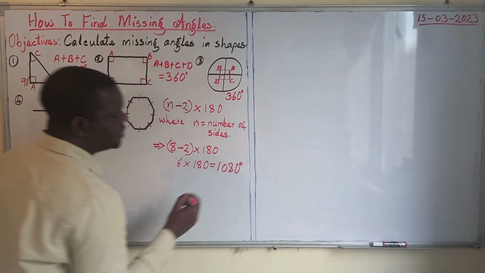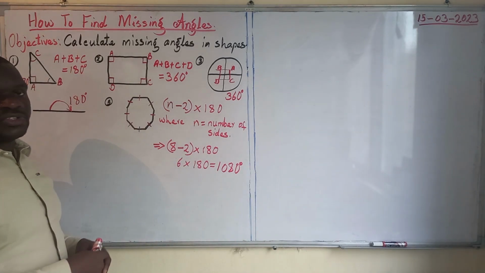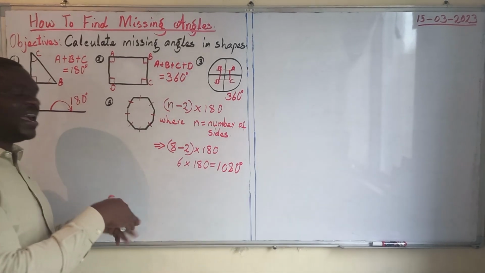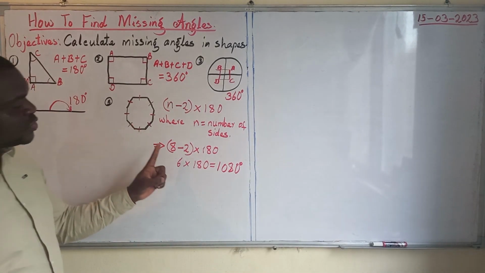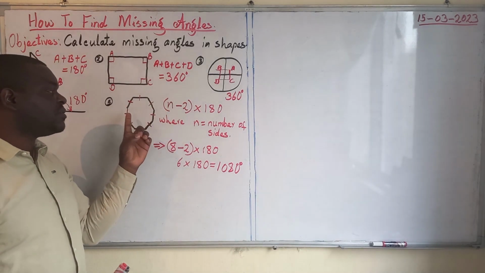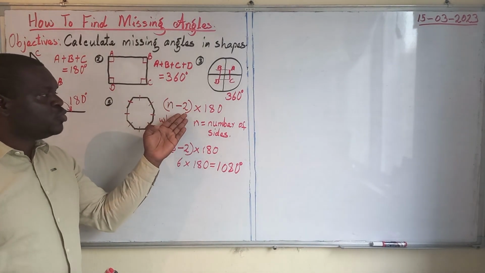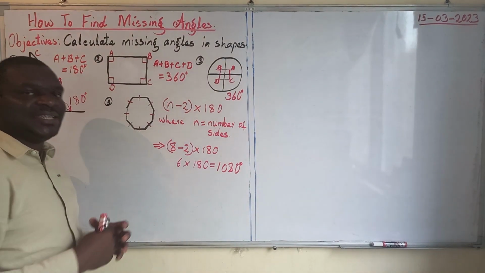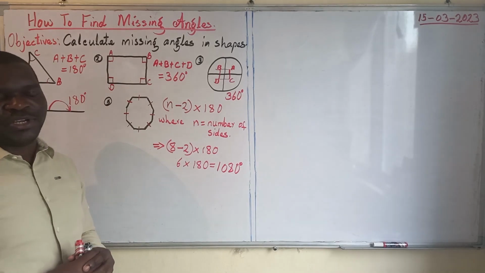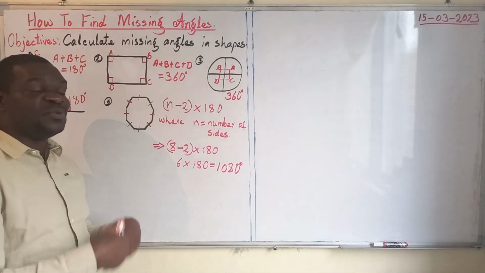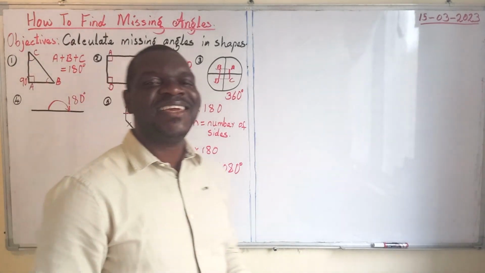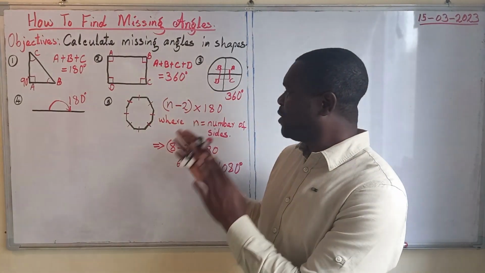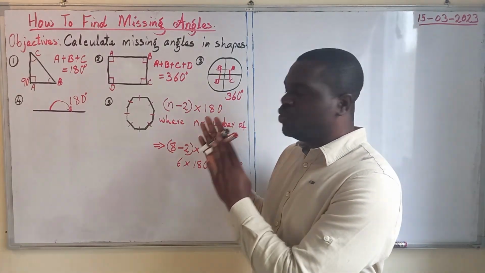1080 degrees. If you have other polygons with 7 sides, 6 sides, 9 sides, or 10 sides, you just substitute n with the number of sides, then subtract 2 and multiply by 180, and it will give you the total internal angle of that polygon. Most of what we do now, we'll use it subsequently in lessons to come. So it is always very important to pay close attention to what we do now.